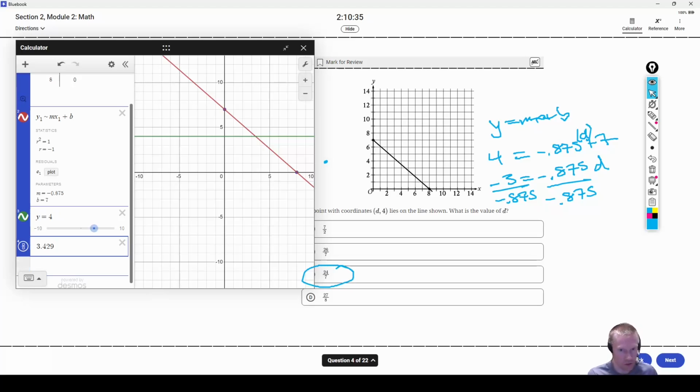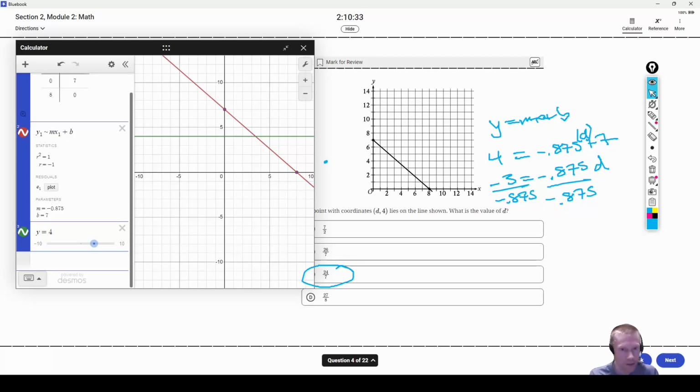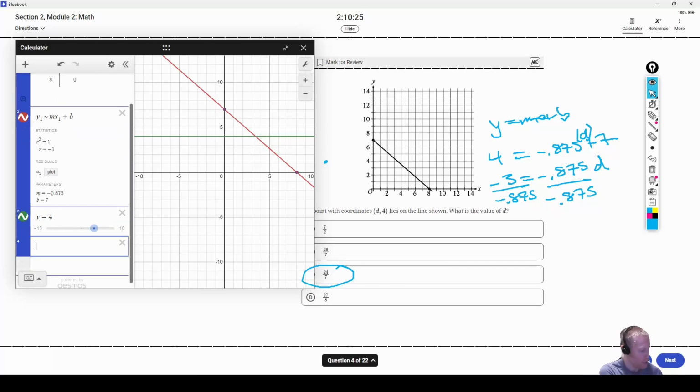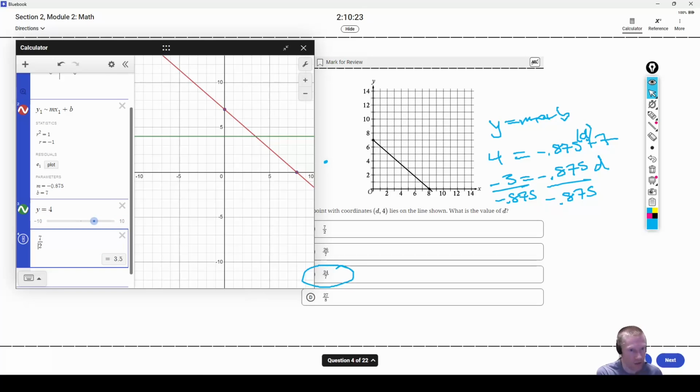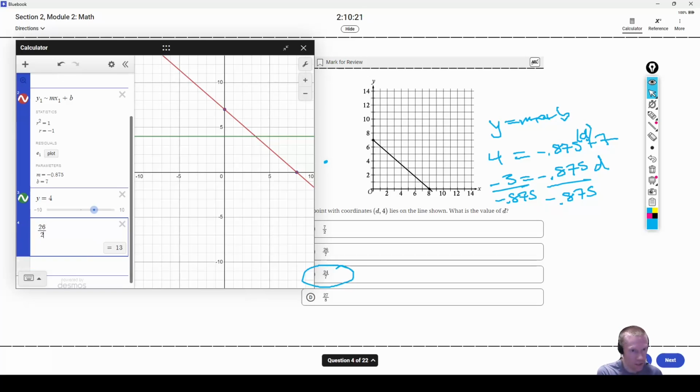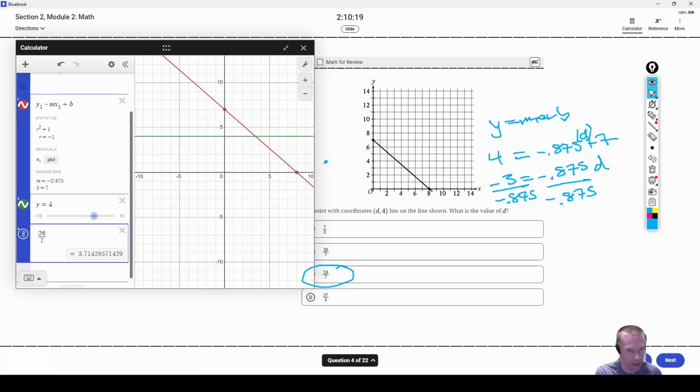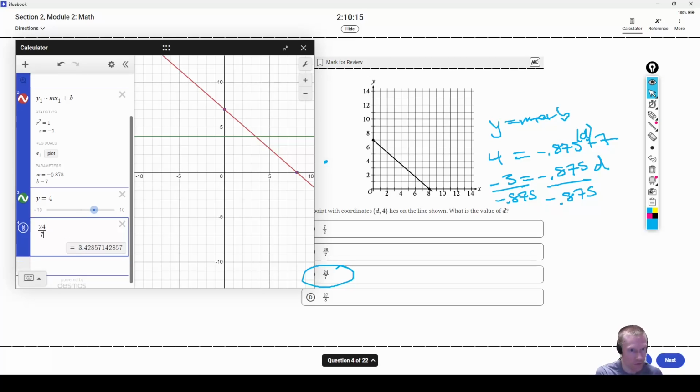The problem is if you just type in 3.429, it's not going to give you the 24/7 that you want. So what you would have to do now is look at the answer choices and see which one is basically equivalent to 3.429. Obviously 7 halves is 3.5, that's not it. 26 over 7 is 3.714, that's not it. 24 over 7 is 3.4285. If you rounded that, it would be 3.429, so that looks like it's the answer.